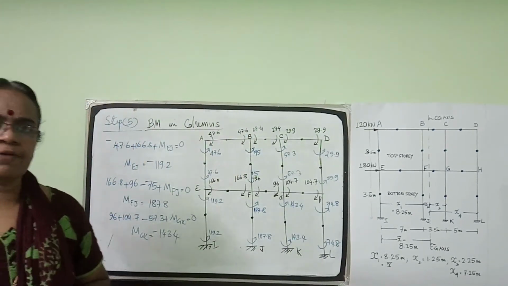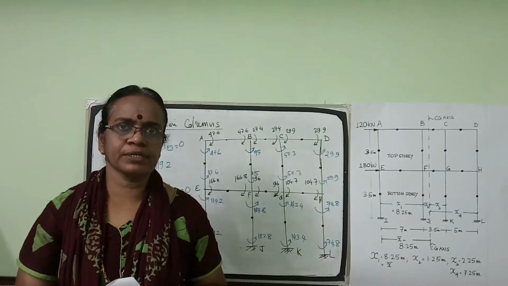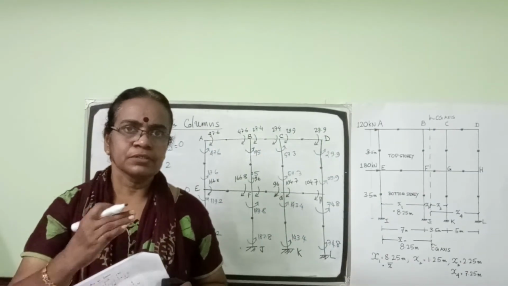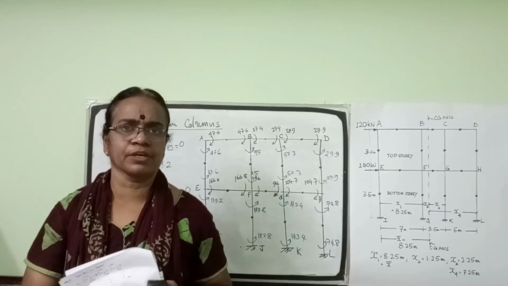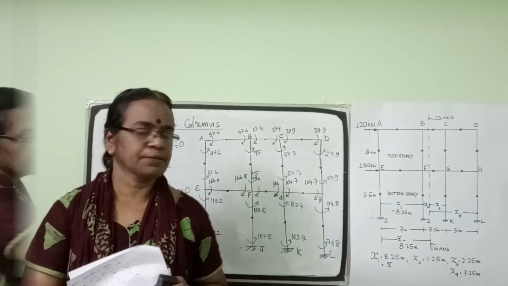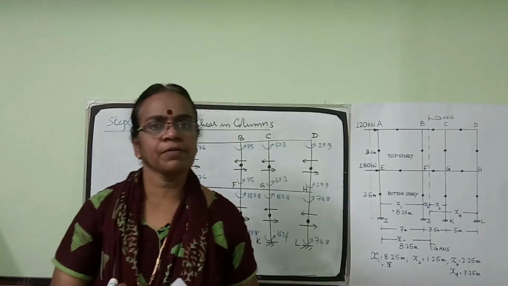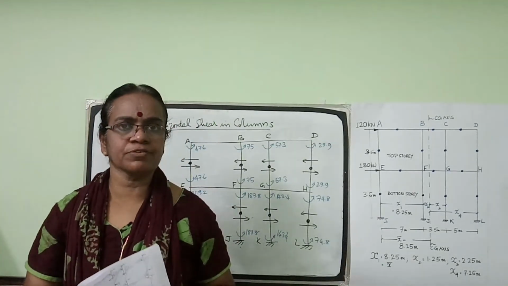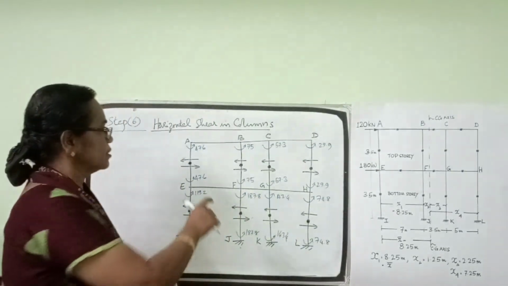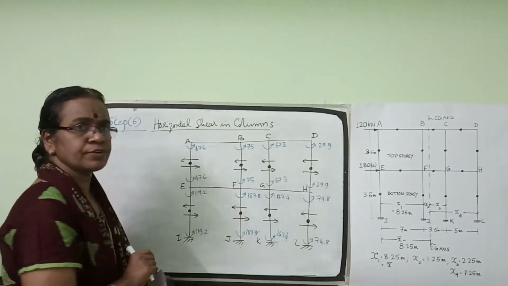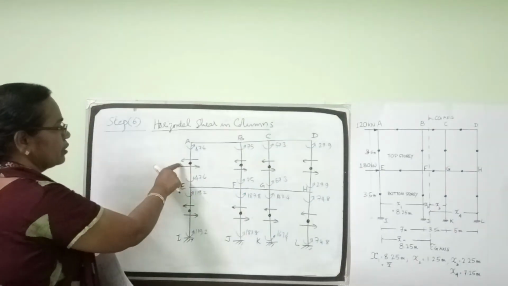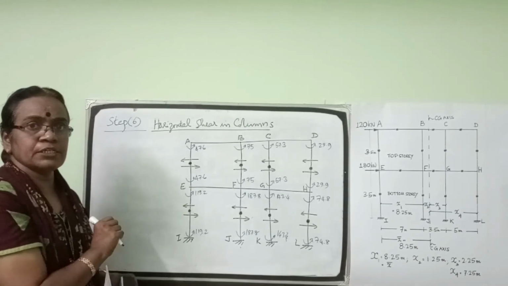74.8. So we have got the bending moment at both the ends of all the columns by considering sigma M equal to 0 at each joint. We have got the bending moment at both ends of the columns from the previous step, and that is marked with the figures 47.46, 75, etc. The last step is to find out the horizontal shear in the columns.